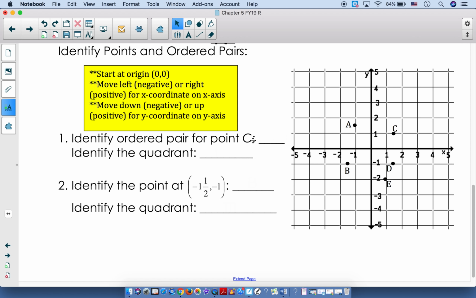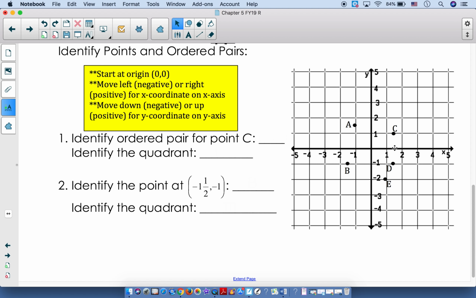So point C, if I look for C, is right here. Point C, if I think, where is it on the x-axis? Well, how far right did I go? I went to 1, but I went past 1. I didn't get to 2, so I'm in between 1 and 2. A number that is halfway in between 1 and 2 is 1.5. So we're going to look at that as 1.5.